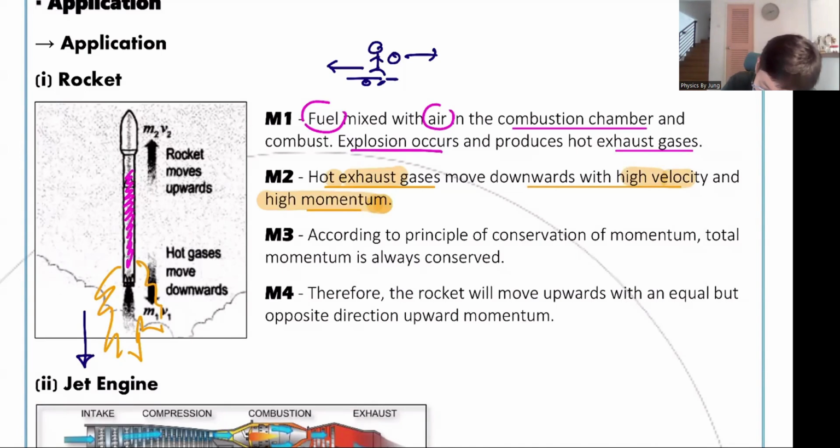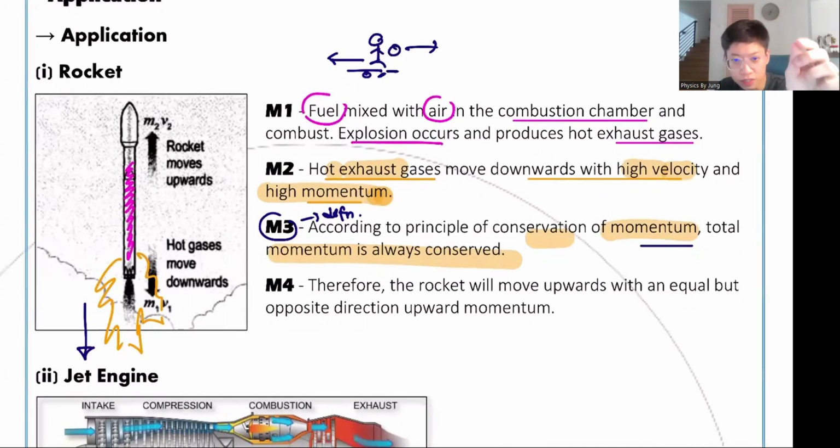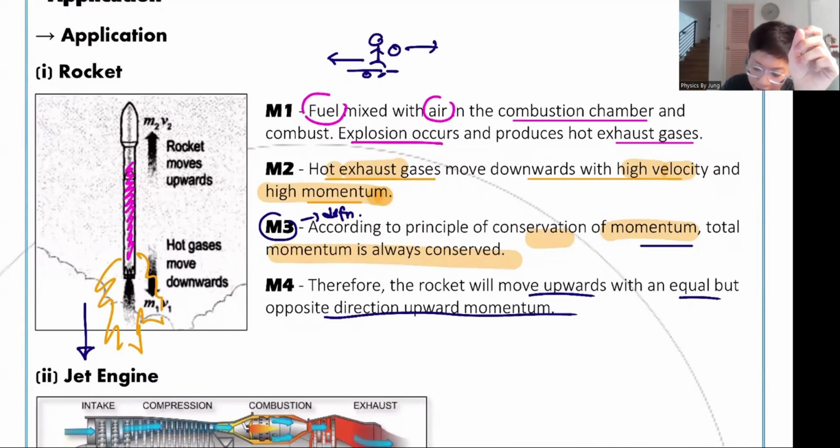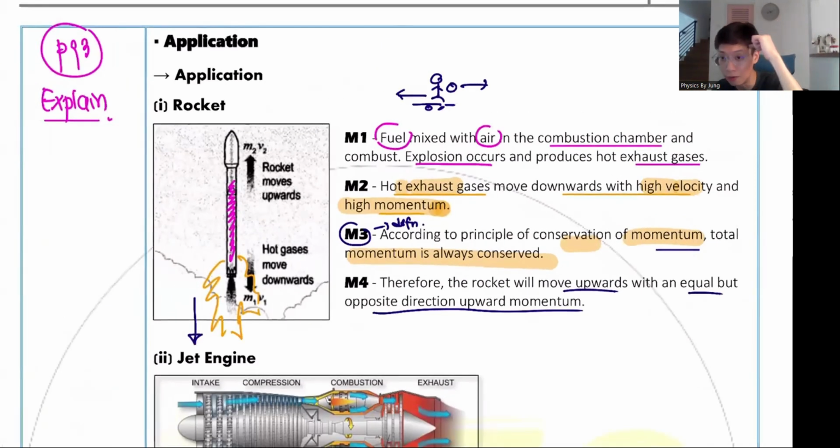The third part, M3, is always the definition. It is based on what physics principle? That's why I said the physics principle of conservation of momentum. In conservation of momentum, total momentum is always conserved. Conserved means that before equals after. Then after that you say, therefore it will move upward with equal but opposite direction upward momentum. Try to remember these sentences.